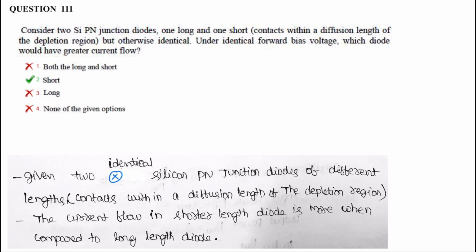Next question. Consider two silicon PN junction diodes, one is long and one short, contacts within a diffusion length of the depletion region but otherwise identical. Under identical forward bias voltage, which diode would have greater current flow? Given two identical silicon PN junction diodes of different lengths, the current flow in shorter diode is more compared to the longer length diode.